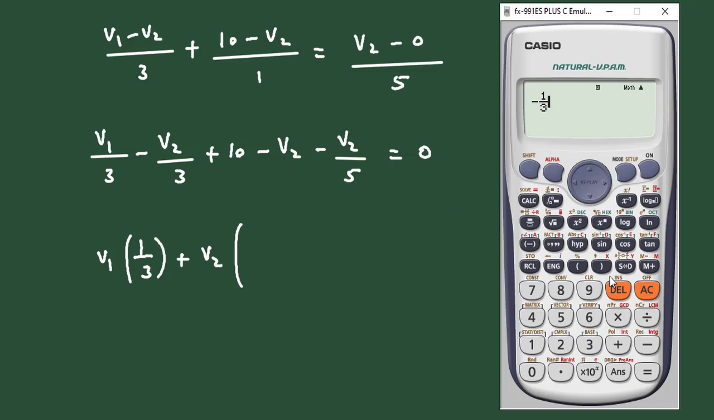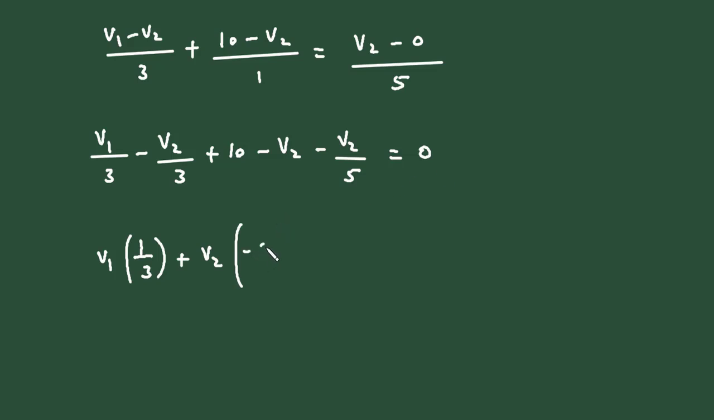Then minus 1, then minus 1 by 5. So it is minus 23 by 15. Minus 23 divided by 15 is equal to, if we take this 10 on the right side, minus 10. Let's say this is equation number 2.